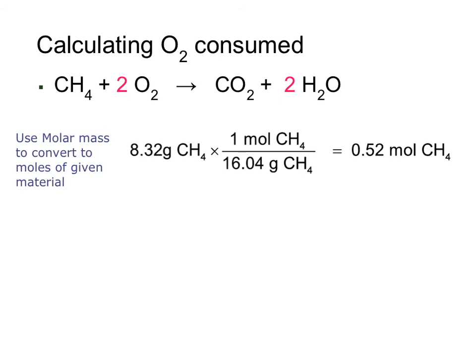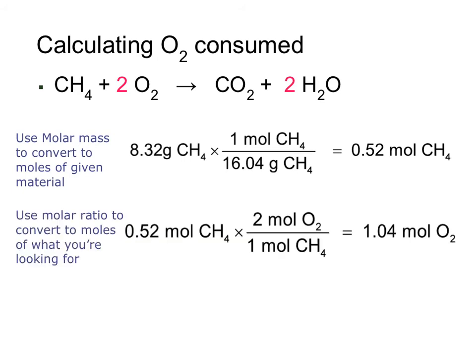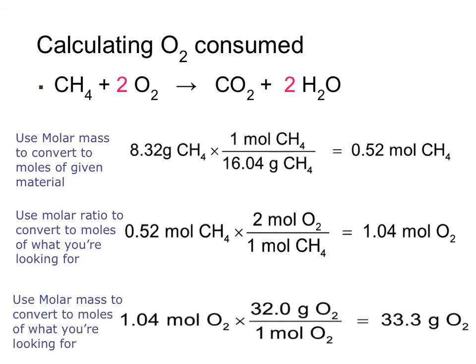From there, we're going to take our moles of whatever we were given and use our molar ratio to convert over to moles of whatever it is that we're looking for, in this case O2. And we can see that we have a 2-to-1 ratio of O2 to CH4 from our balanced chemical equation. And finally, we're going to use our molar mass of the thing that we're looking for to convert over to grams of that.